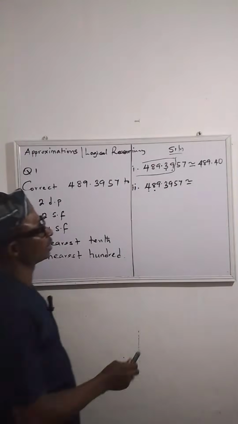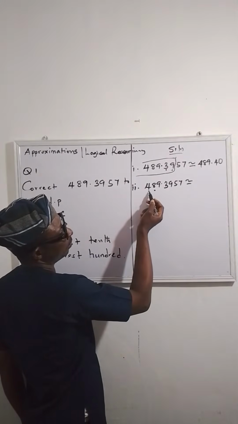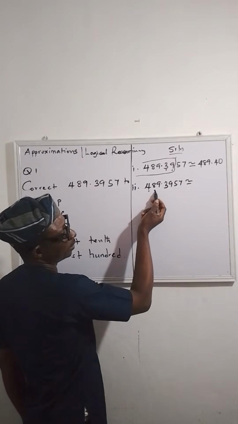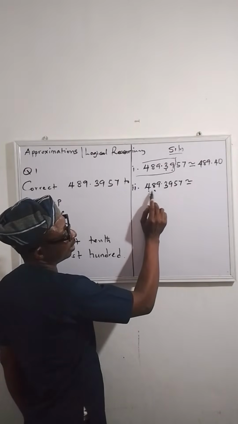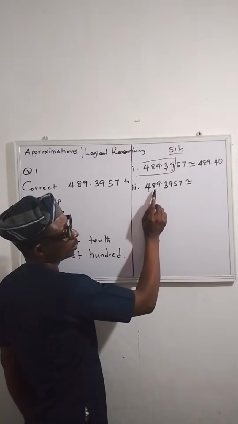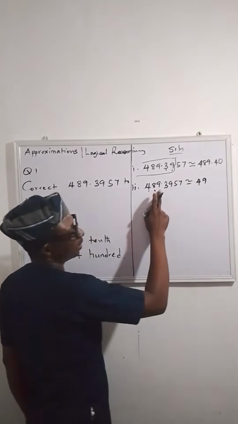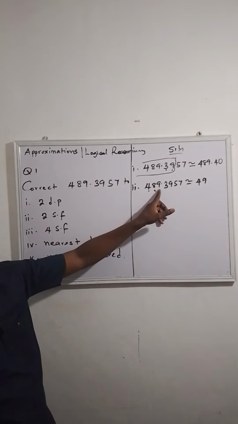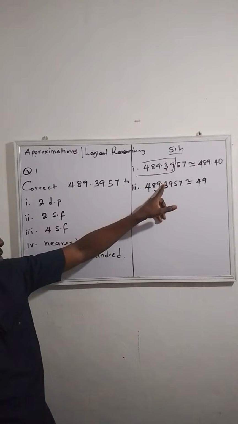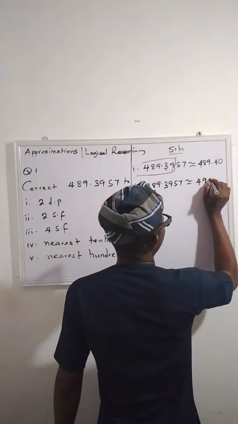Alright, so in this case now, 2 decimal places, 2 significant figures, we have 4 and 8. But the next digit after the last digit is up to 5, so I have to increase this last digit by 1. So this is 4, 9. But then this digit 9 is before the decimal point, so you have to turn it to 0. Alright, so this now becomes 0.